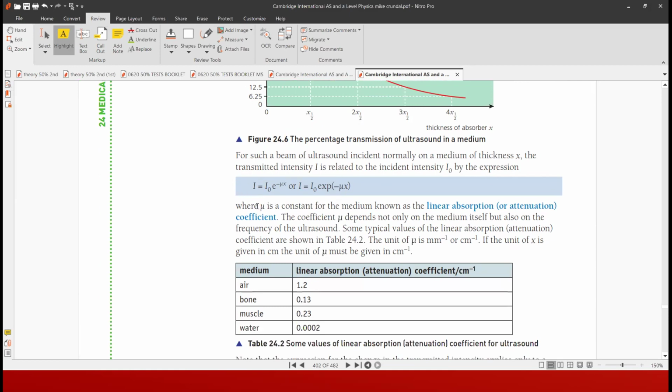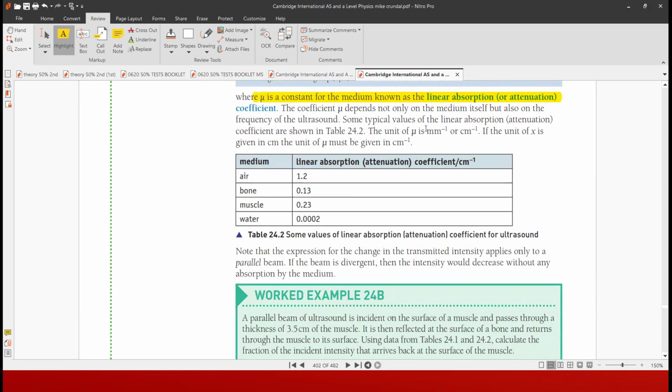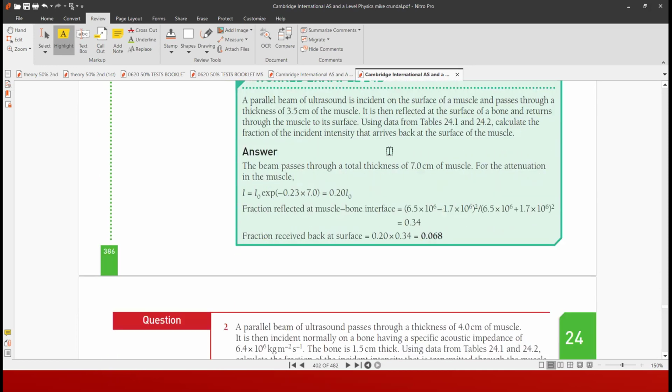This mu is a constant known as linear absorption or attenuation coefficient. The coefficient depends not only on the medium itself but also on the frequency of the ultrasound. Typically, the linear absorption coefficients are shown in figure. Units आपको याद होना चाहिए, per millimeter or per centimeter, and the unit of x is centimeter. उसने कहा if the unit of x is in centimeter, तो उसके भी यूनिट्स हमारे पास सेंटीमीटर के अंदर ही होने चाहिए.